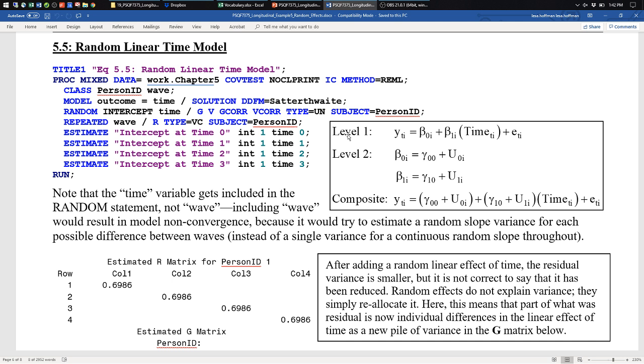Where does that change show up in my equation? What's new? U1, there it is. So just as U0 is how far off your intercept is from the average intercept, U1 is how far off your slope is from the mean slope.